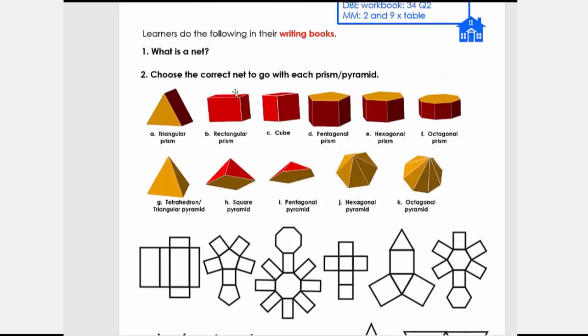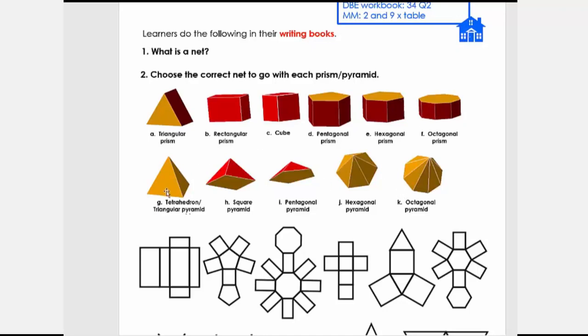So it's time now to go to your workbooks or your SA Teacher worksheets. First we're going to name our prisms and pyramids. Here we have a triangular prism, a rectangular prism, a cube, and a pentagonal prism. Make sure it's a pentagonal prism. How do I check that? The base is a pentagon and the top is also a pentagon. The hexagonal prism has a hexagon at the bottom and a hexagon at the top. The octagonal prism has an octagon at the bottom and an octagon at the top.